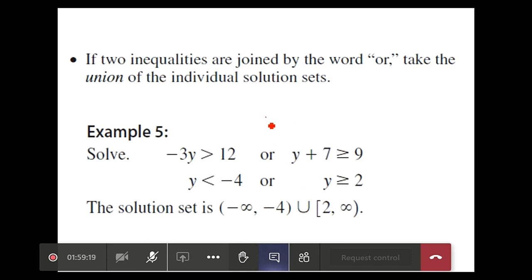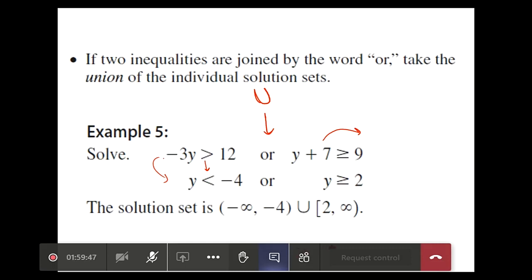Now we have OR. This means union. The first equation, divide by negative 3. Look at this negative, so change the sign of the inequality. So we have 12 over negative 3, negative 4. And move the 7 here, we have 9 minus 7 equal 2. So y greater than 2.